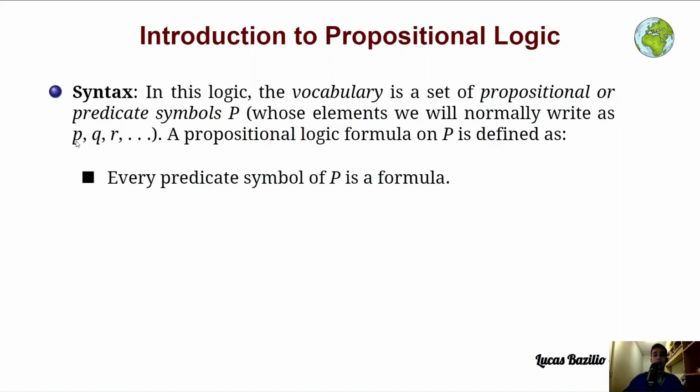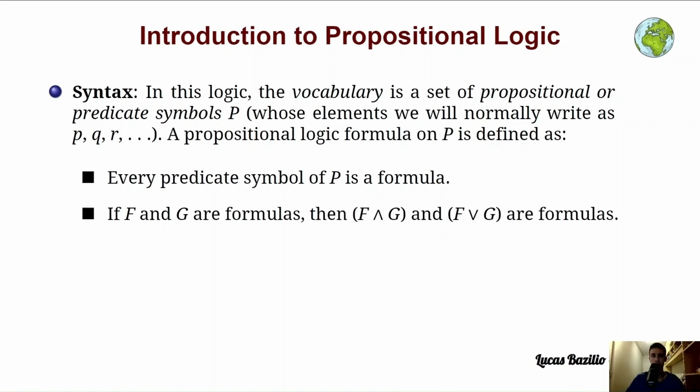So if we have P, if we have this predicate symbol, this is a formula. In the same way, if we have the predicate symbol Q, this is also a formula because it is a predicate symbol of the set of predicate symbols P. So every predicate symbol of P is a formula.